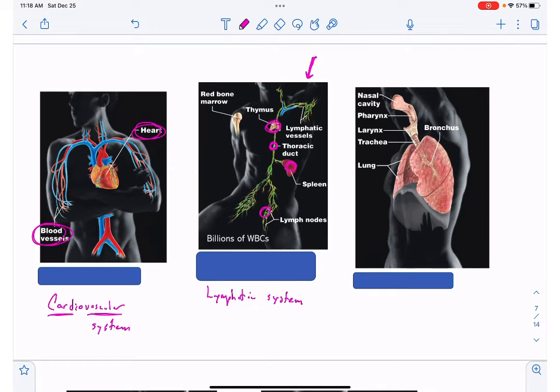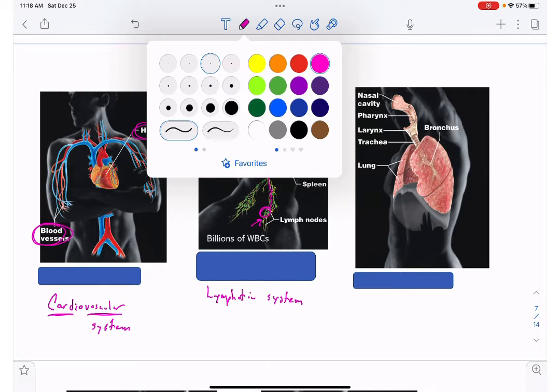And one of the primary jobs of the lymphatic system is to pick up leaked fluid from the circulatory system, to pick up that fluid, to run it through these lymph nodes and vessels, and then return it to the cardiovascular system up near the heart. Another function of the lymphatic system is to provide structure, to provide housing for white blood cells.